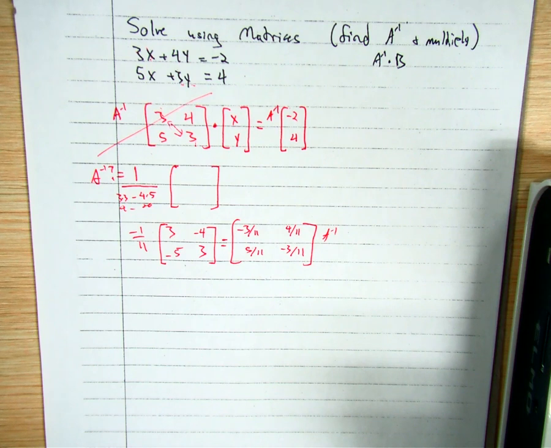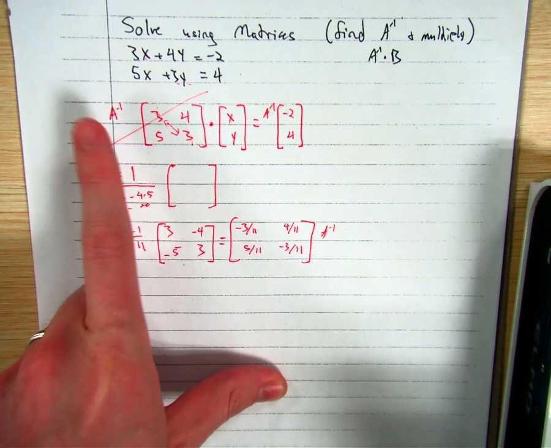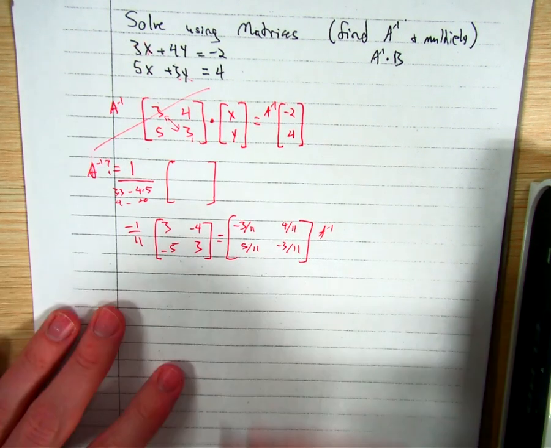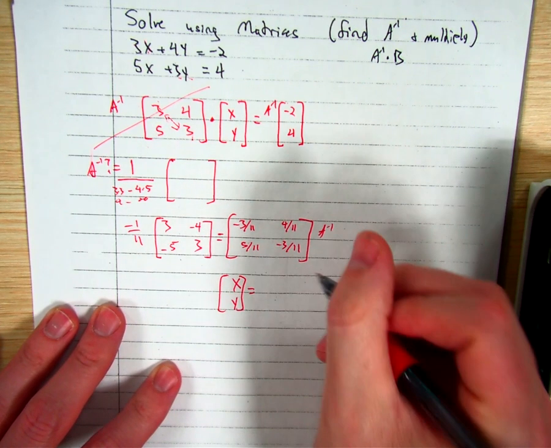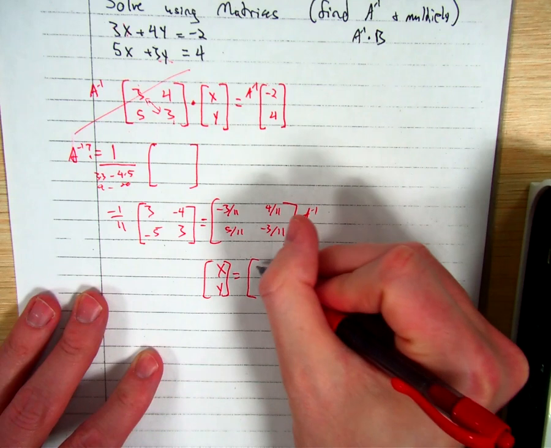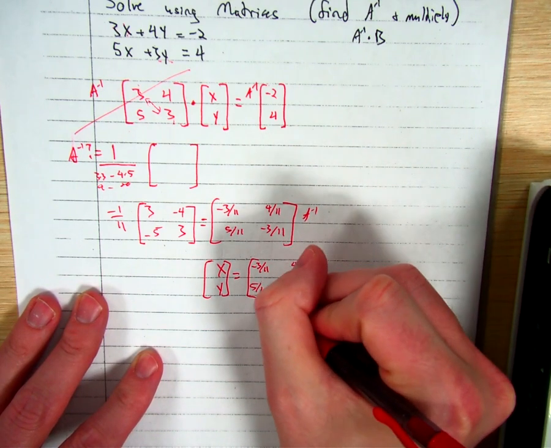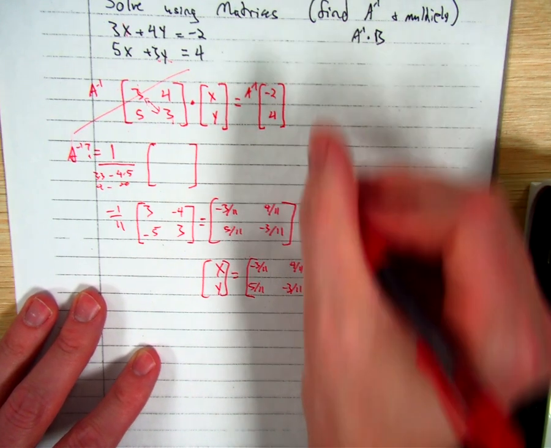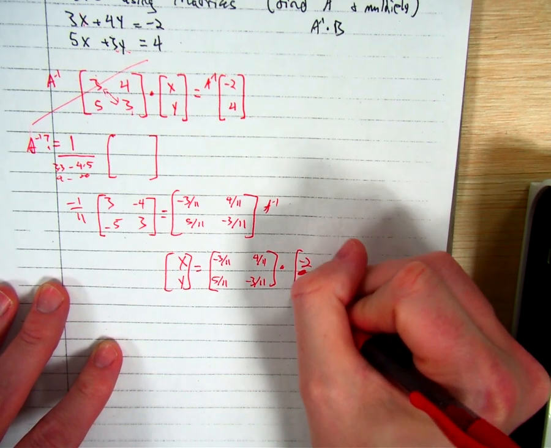Okay, so you're thinking that is not great. No, don't be scared by the fractions. We're just going to go with A inverse times A should cancel out. So that part's already gone, right? So now we have x y equals A inverse times negative 2, 4.